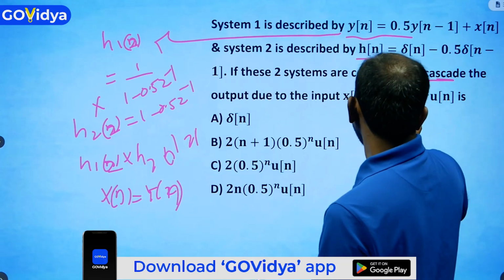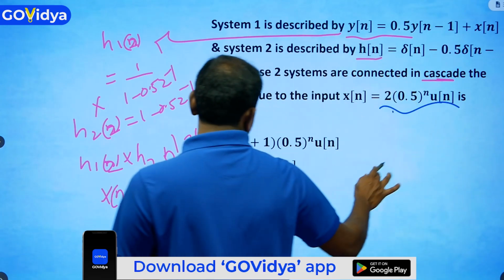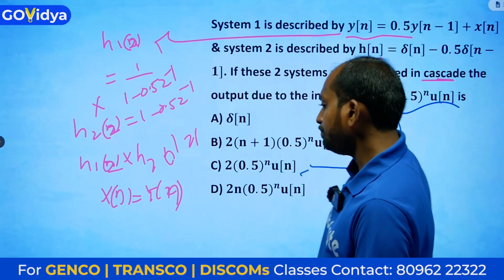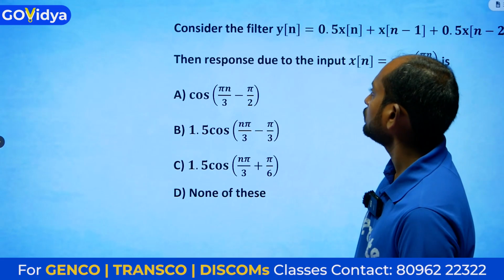y of n, x of n value is this. The same value will be for the y of n. Same value will be for the y of n. Okay, we'll go for the next question.